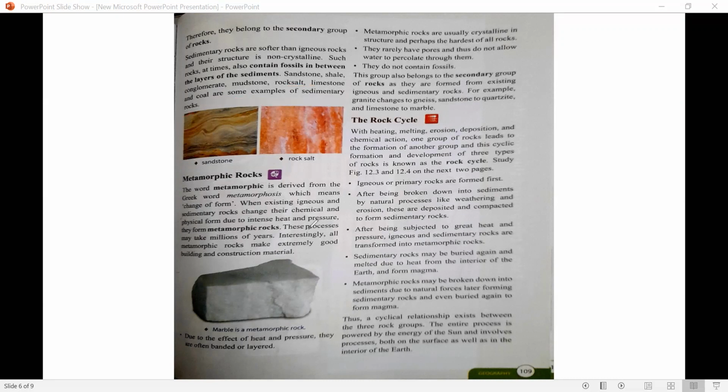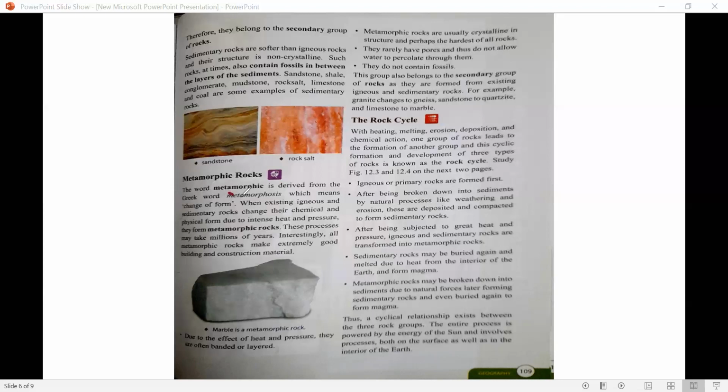So let's take a further look at the third group of rocks, which are the metamorphic rocks. After that, we will study what the rock cycle is, and then we will study the uses of rocks and minerals to us. Let's first learn what metamorphic rock is.